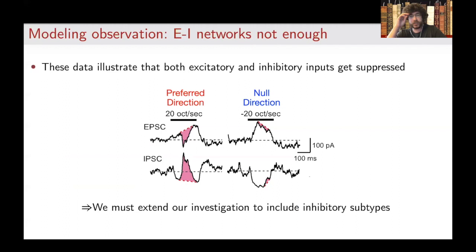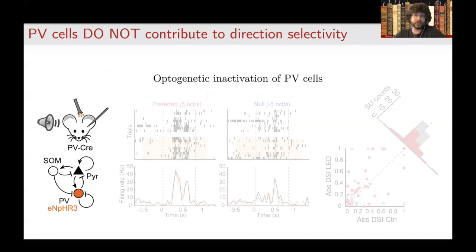So this is our first indication, from a modeling perspective, right? I like to approach these things from a more minimalistic viewpoint: let's just put in the components necessary to explain the experimental observation. This data clearly shows that a simple EI network is simply not going to get the job done, because both the excitatory component and the inhibitory component are suppressed in the null direction. So we need to extend our investigation to look at these additional subtypes. And that's exactly what we did.